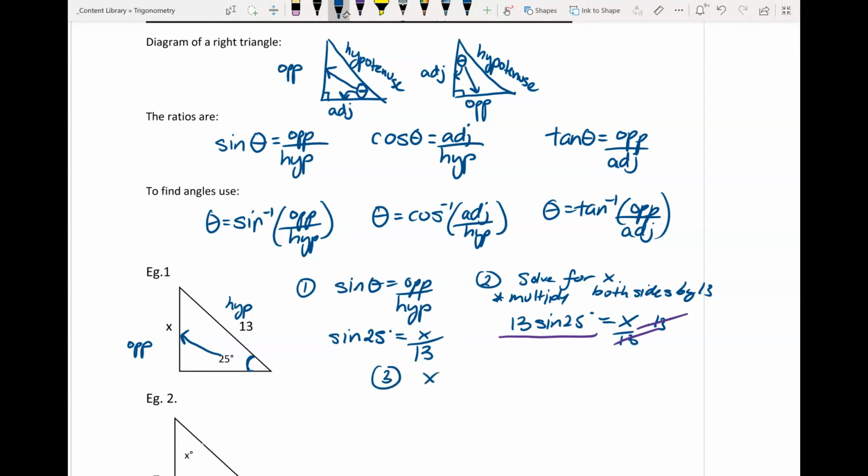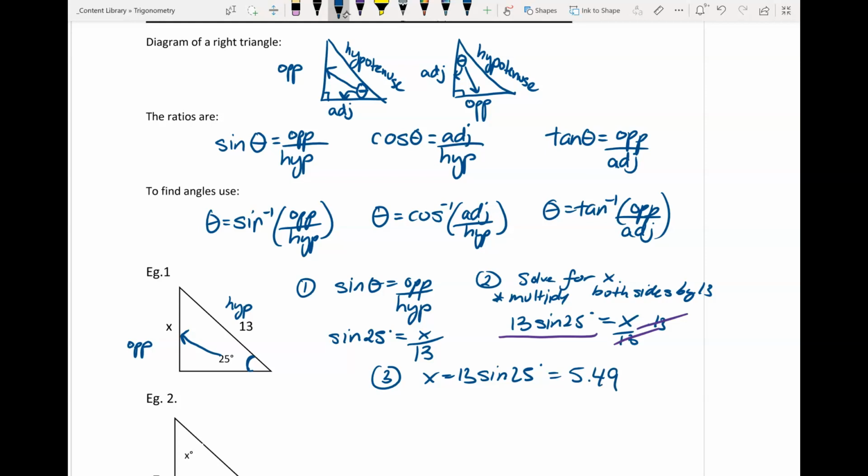So our final step is just putting this into the calculator. In your calculator, you want to find what sine 25 is, press equals, then multiply by 13. So sine 25 is going to give you a decimal number, which is going to be about 0.422618 and so on. Then press multiply by 13. You should get 5.49.